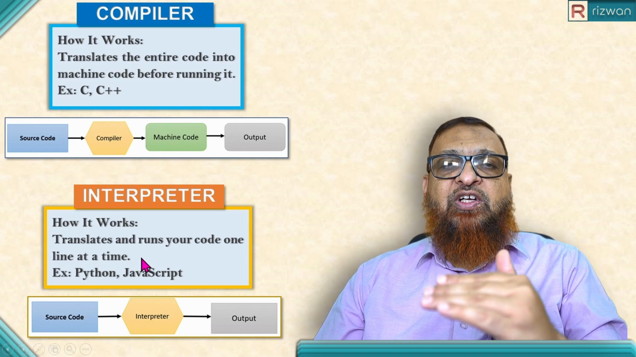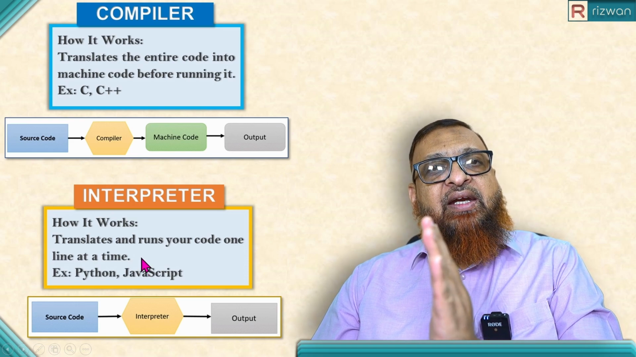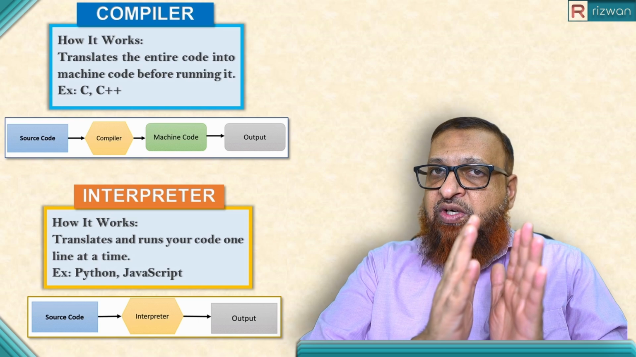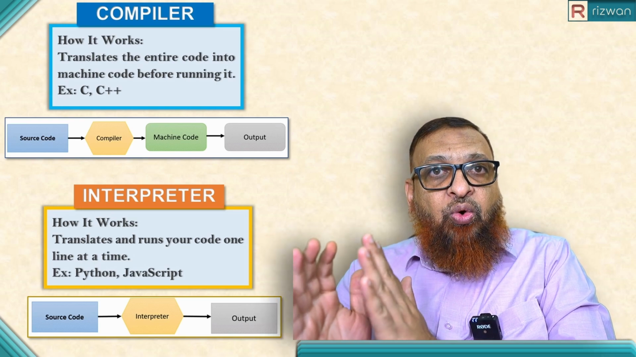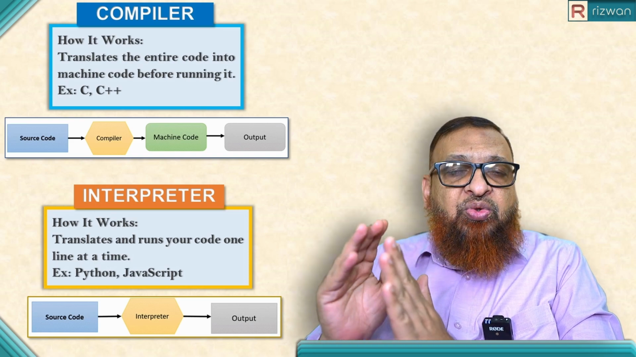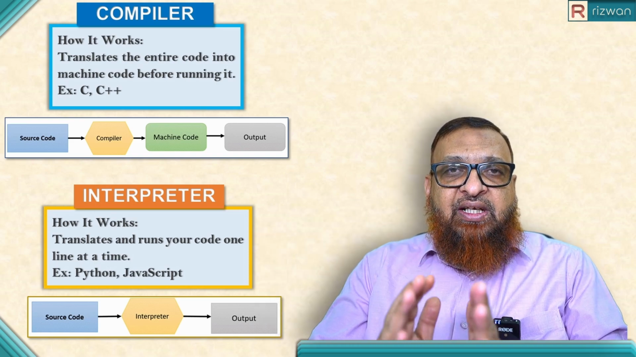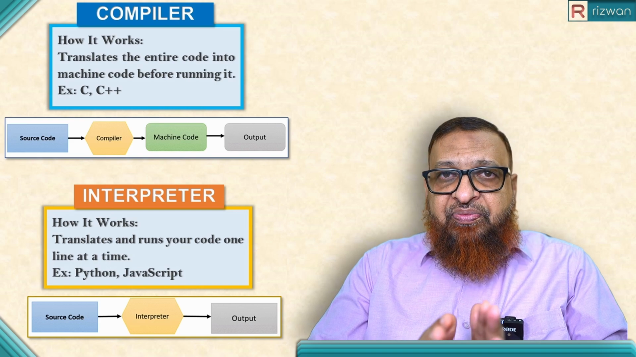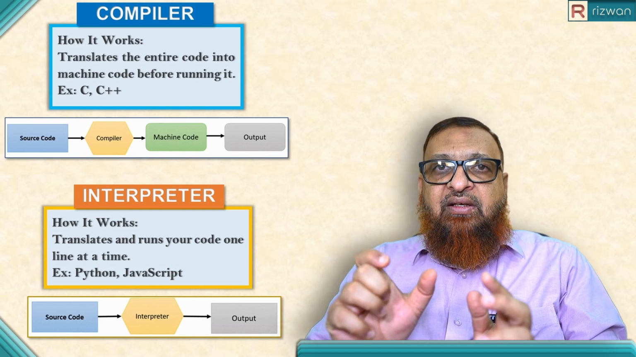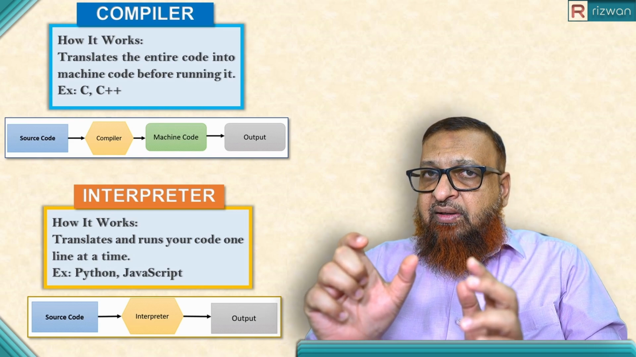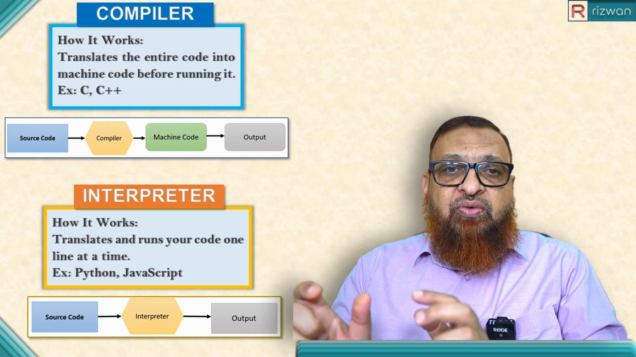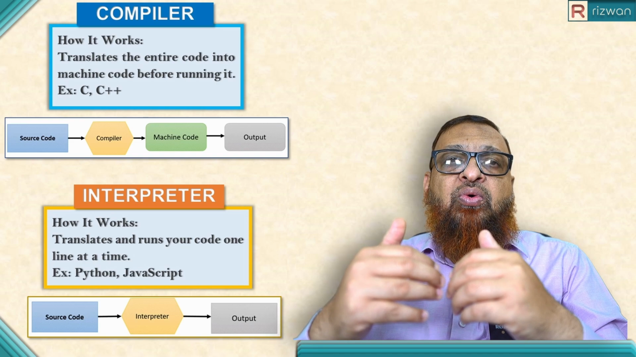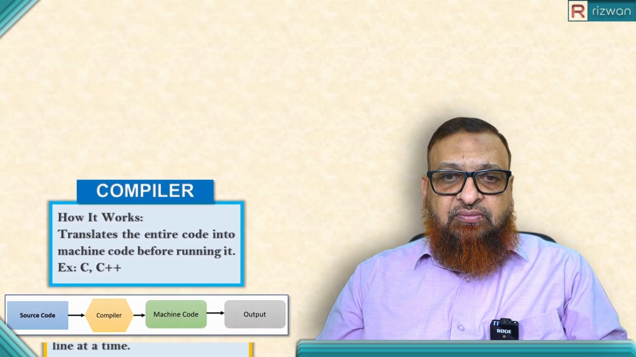There is a clear-cut difference between a compiler and an interpreter. Compiler converts the entire program into machine code at one go. Okay, then that machine code will be executed. Now here in the interpreter, what it does is it will take a single line. Okay, then it will convert to the machine language, then it will execute. Line by line it will execute, whereas compiler executes the whole program at once.